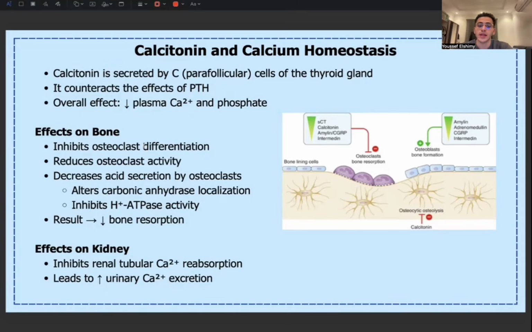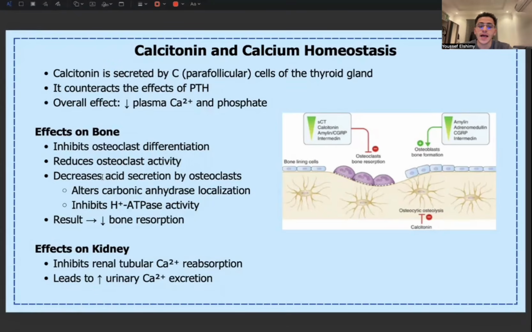It inhibits osteoclast differentiation. We mentioned that osteoclasts come from macrophages or monocytes. So if you decrease the differentiation, there would be fewer osteoclasts. Fewer osteoclasts means less bone resorption, so this wouldn't allow bone to get resorbed and the release of calcium. It also reduces osteoclast activity. We mentioned that osteoclasts play a role in bone resorption, so it reduces this activity. As a result, it would decrease plasma calcium levels and phosphate as well.